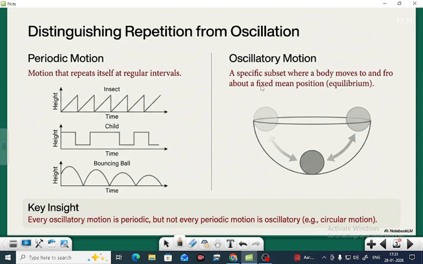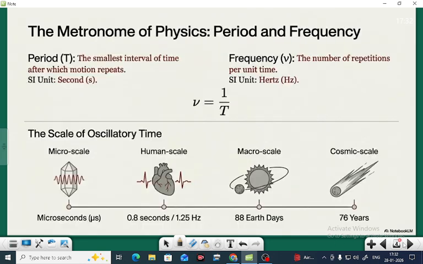Oscillatory motion is a specific subset where a body moves to and fro about a fixed mean position called equilibrium. This is known as oscillatory motion. Every oscillatory motion is periodic, but not every periodic motion is oscillatory, for example circular motion. So this is the representation of periodic motion and this is the representation of oscillatory motion.